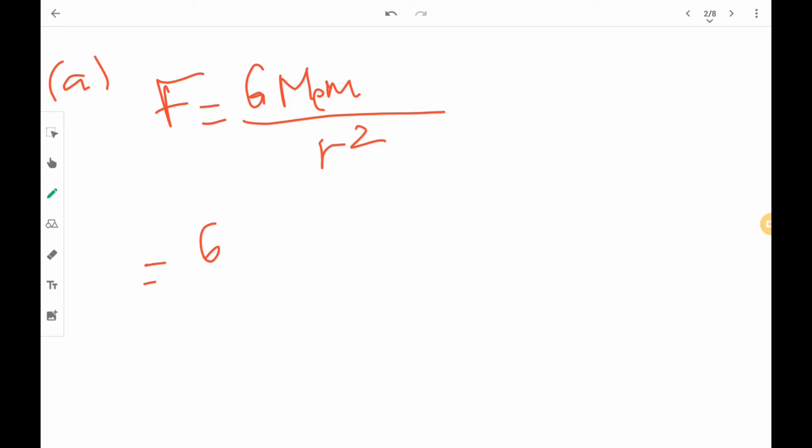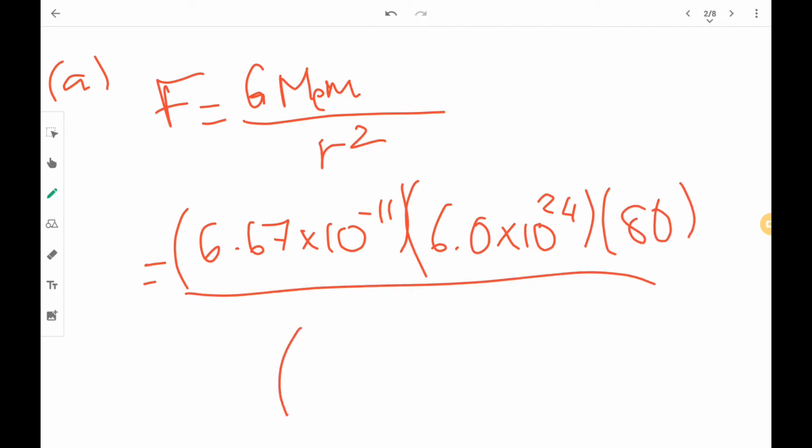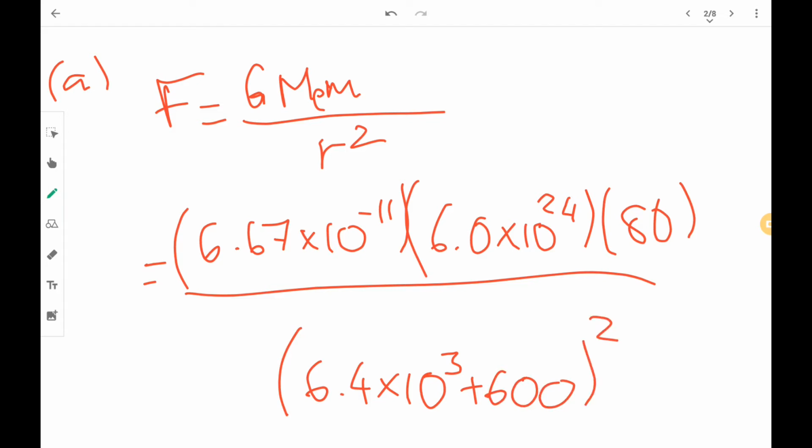So you put 6.67 times 10 to the power of minus 11 multiplied by the mass of the Earth, which is 6.0 times 10 to the power of 24 kilograms, times 80, over the total R, which is 6.4 times 10 to the power of 3 plus 600, squared, and you'll get 653 newtons.